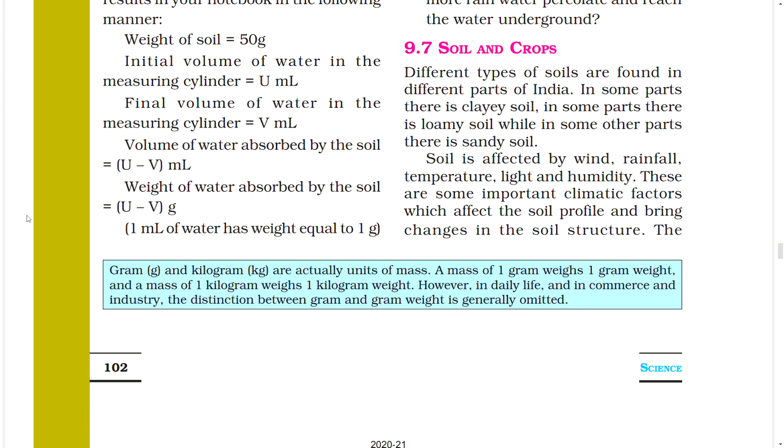The gram (g) and kilogram (kg) are actually units of mass. A mass of 1 gram weighs 1 gram weight, and a mass of 1 kilogram weighs 1 kilogram weight. However, in daily life and in commerce and industry, the distinction between gram and gram weight is generally omitted.